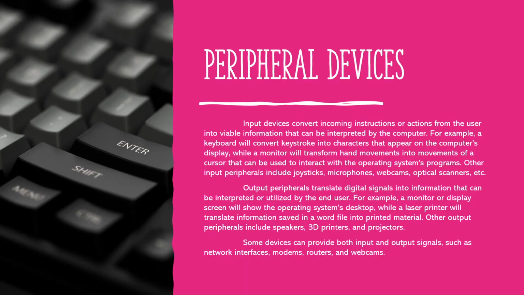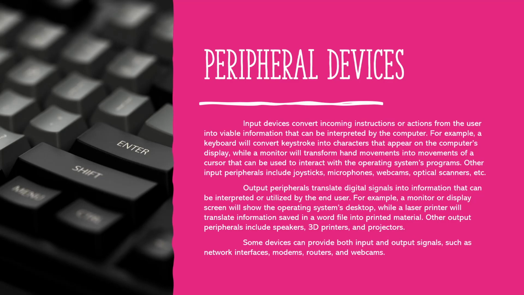Peripheral devices, to continue our discussion about peripheral devices, input devices convert incoming instructions or actions from the user into variable information that can be interpreted by the computer. For example, a keyboard will convert keystrokes into characters that appear on a computer's display, while a mouse will transform hand movement into movements of a cursor that can be used to interact with the operating system's programs. Other input peripheral devices include joysticks, microphones, webcams, optical scanners, etc.